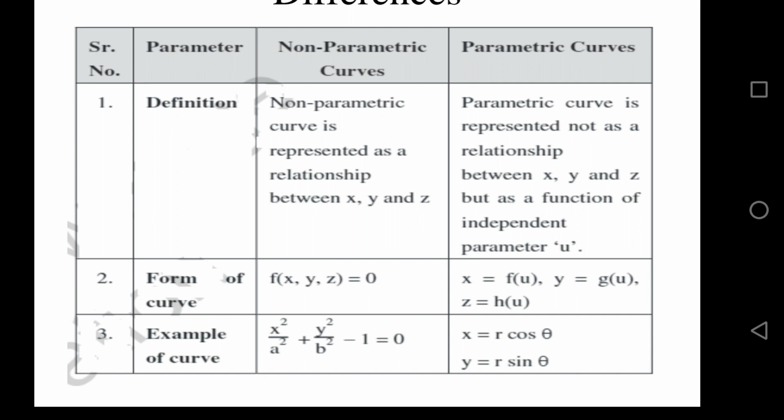In the example of the circle, the non-parametric curve has the equation x squared by a squared plus y squared by b squared equal to 1, and the parametric curve has x equal to r cos theta and y equal to r sin theta, where r is the radius of the circle and theta is the angle of curvature.